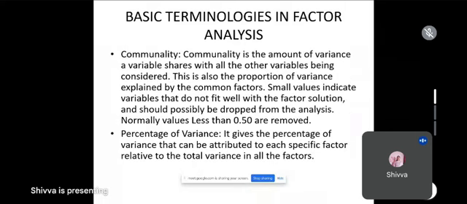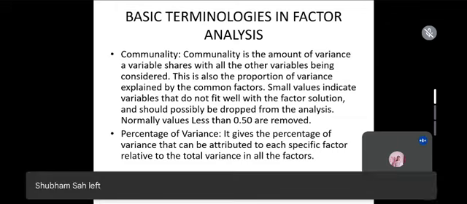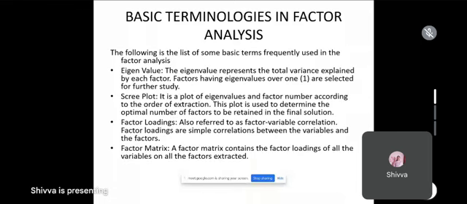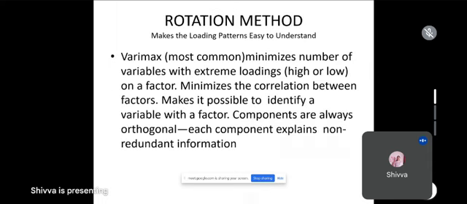Next is the communality. Communality is the amount of variance shared with all the variables being considered. This is also the proportion of variance explained by the common factors. Okay. Next, we will use eigenvalue. The eigenvalues represent the total variance explained by each factor. Then we mentioned the scree plot. It is the same as what we use for the eigenvalues. Next, we will use the factor loading and the factor matrix.